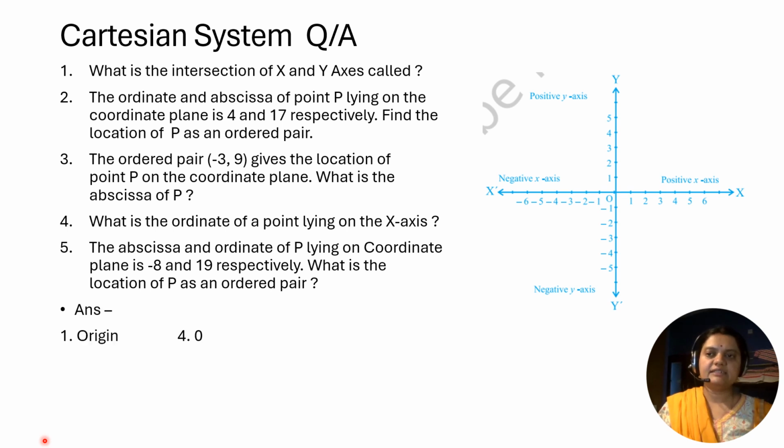Now let us check the answers. For the first one, the intersection point of the x and y axes is the origin, 0 comma 0. For the second one, the abscissa is 17, so 17 takes the first place, and the ordinate is 4, so 4 takes the second place in the ordered pair. For the third one, the abscissa of minus 3 and 9 is minus 3 itself. For the fourth one, the ordinate of a point lying on the x-axis is 0. And for the fifth one, the abscissa is minus 8 and the ordinate is 19, so the ordered pair formed is minus 8 comma 19.